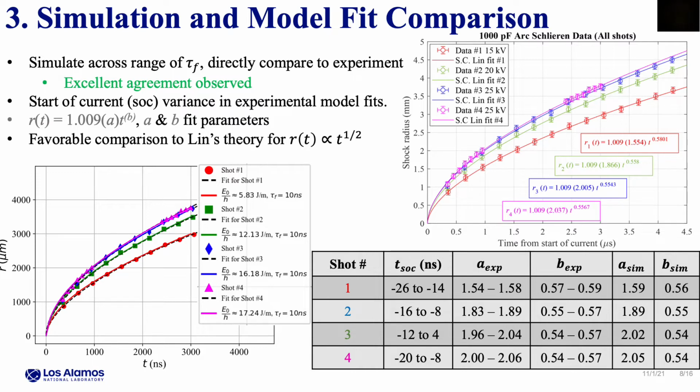Variation of experimental A and B parameters are in the table. Comparing shock front data in our parameter space of simulations, we observe excellent agreement for the short fall times with tau F approximately equal to tau R, which corresponds to capacitive discharges. Fit parameters for experiment and simulations show good agreement with Lin's radial t to the 1/2 dependency.